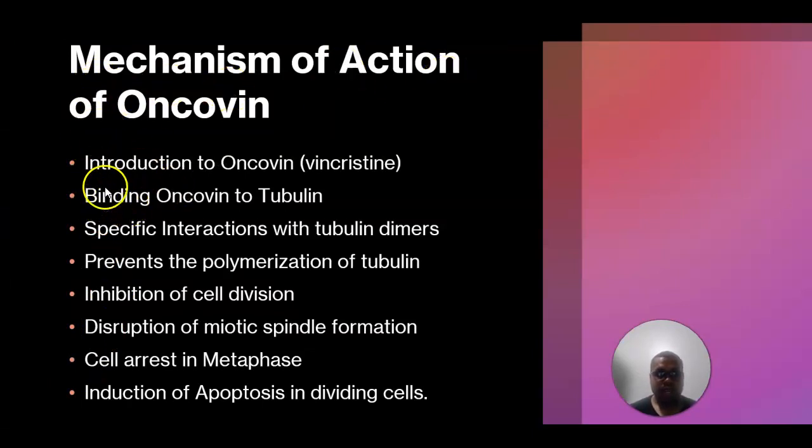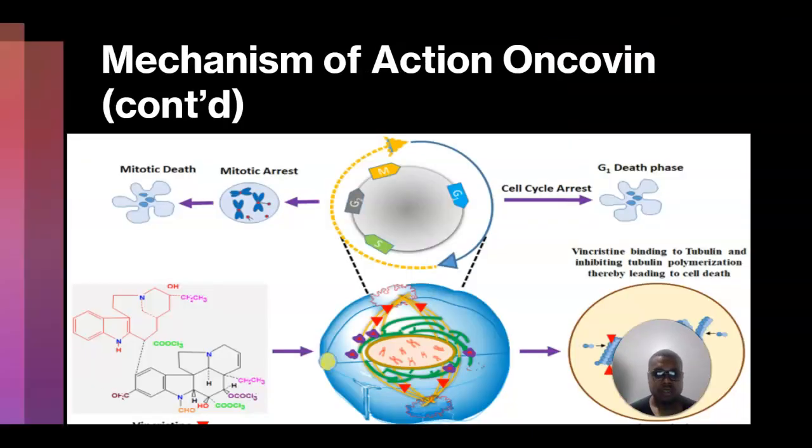So basically, Oncovin binds to the tubulin, which is going to cause specific interactions with the tubulin dimers, which are the heterodimers, and it is going to prevent the polymerization of the tubulin, and it's going to inhibit the enzymes of cell division. And once it's inhibited, that means the mitotic spindle formation will be disrupted, and then the cellular arrest will occur during the stage of metaphase, which will induce apoptosis in dividing cells, and apoptosis is cell death. As we move on, this is how the mechanism of action goes.